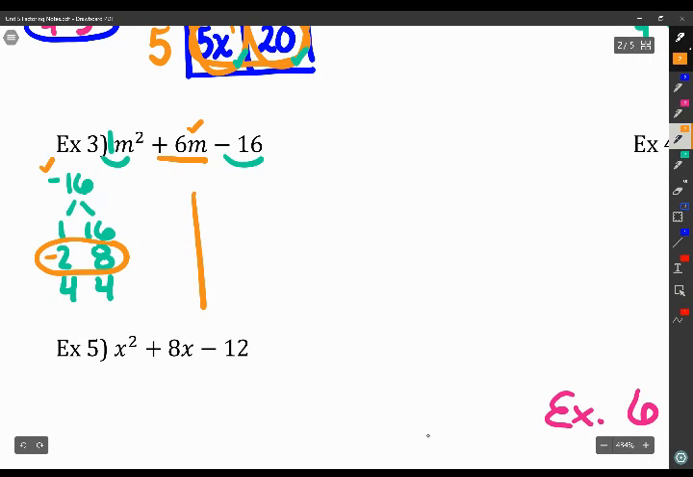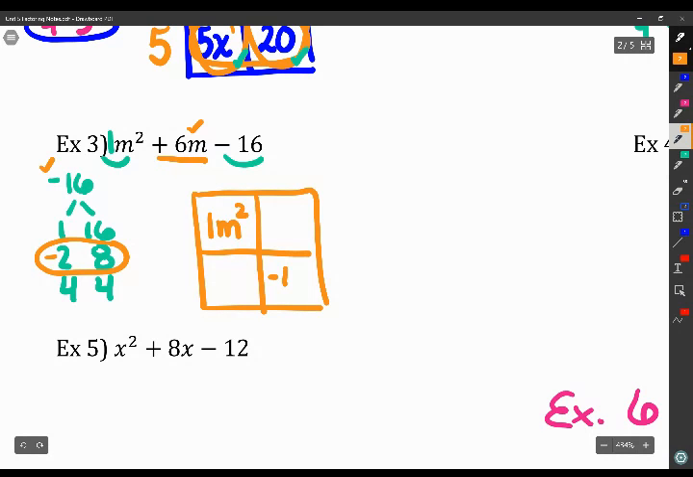So once that's the case, then we can draw our box. First term goes in the first box. Last term goes in the last box. The pair that we pick goes in the other two boxes. And the order, again, doesn't matter. And then we take out greatest common factor. So greatest common factor out is m.